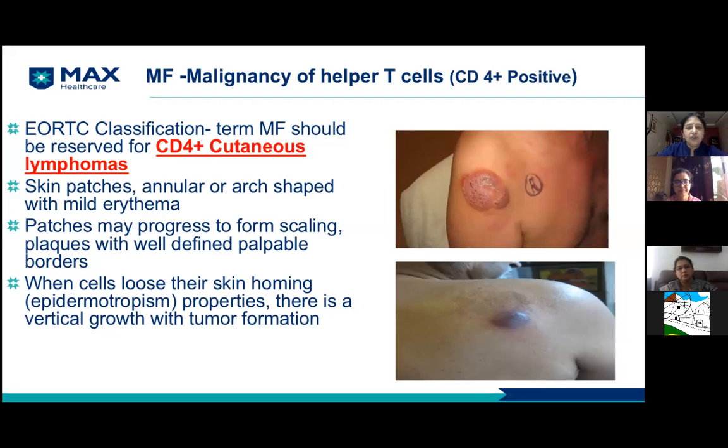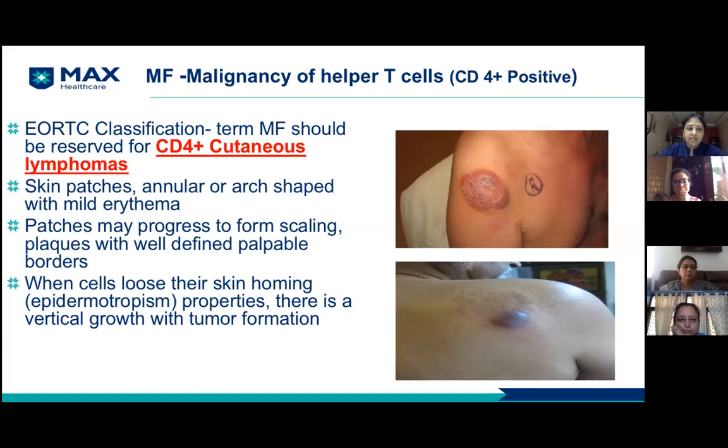So mycosis fungoides is actually considered a malignancy of helper T cells, CD4 positive cells. So whenever you are reading any biopsy report of mycosis fungoides, always focus and make sure that it is CD4 positive disease. In EORTC classification, they recommend that the term mycosis fungoides should be reserved for CD4 positive cutaneous lymphomas.